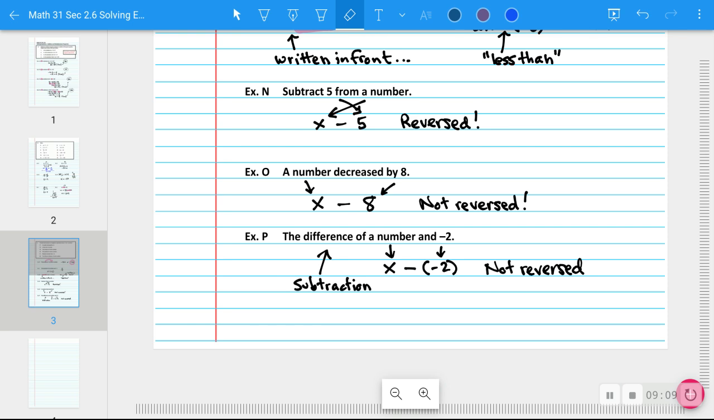Okay, so I hope this helps you with section 2.6, and you'll find these problems reasonable to finish.